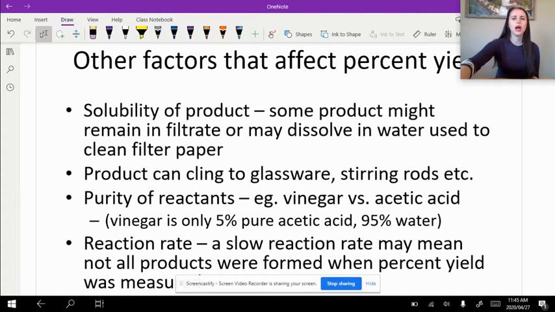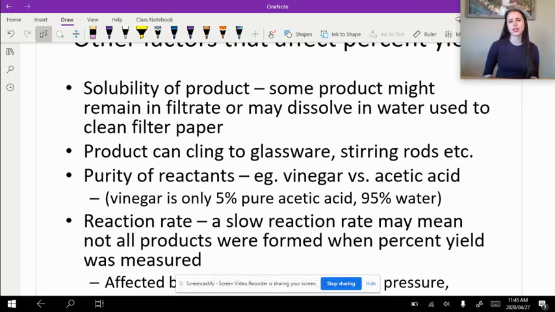So for example, when we say we're using acetic acid, we're really using vinegar in class, where the table vinegar that you use is actually only 5% acetic acid, the rest of it is water. So it's really not as pure. Or reaction rate. Sometimes if it's a slower reaction, we might be stopping the reaction before it's actually completed. We'll talk about reaction rate more in grade 12.